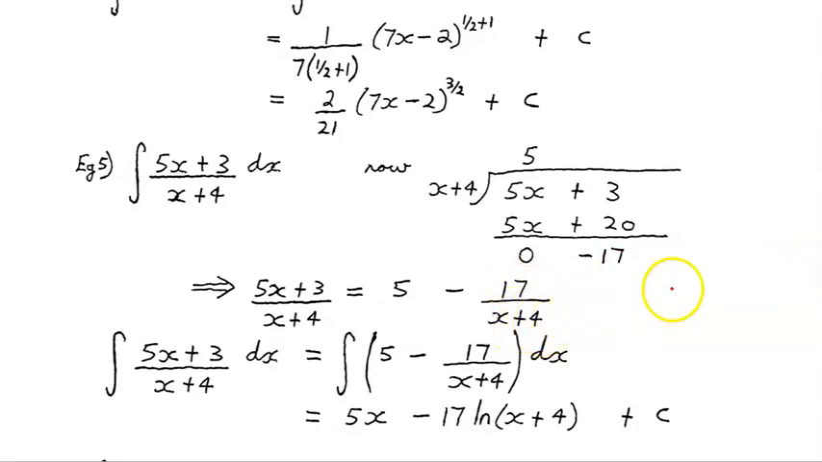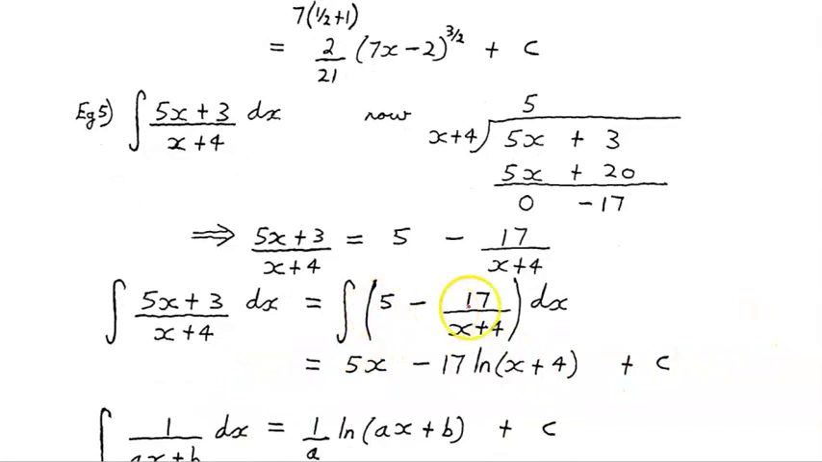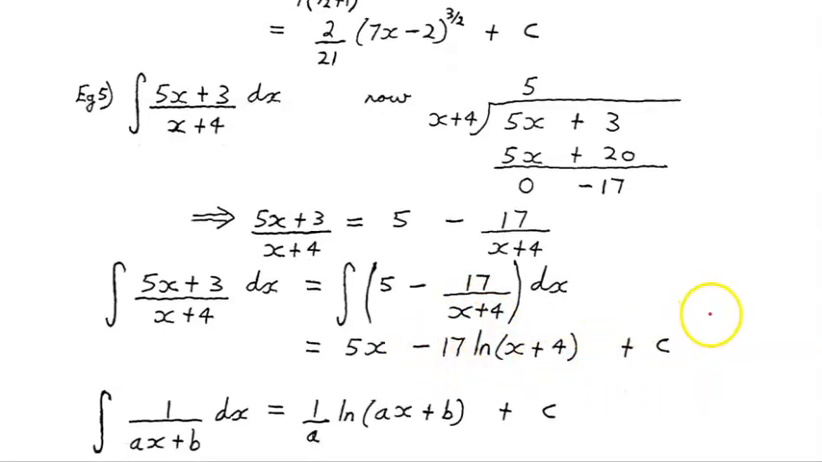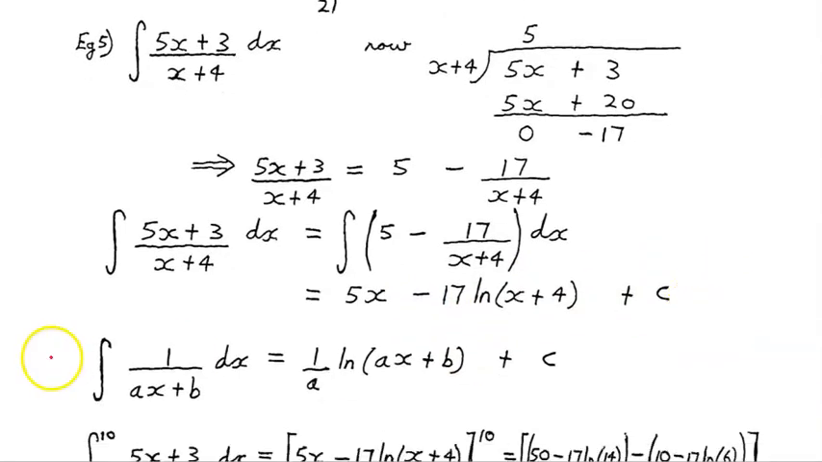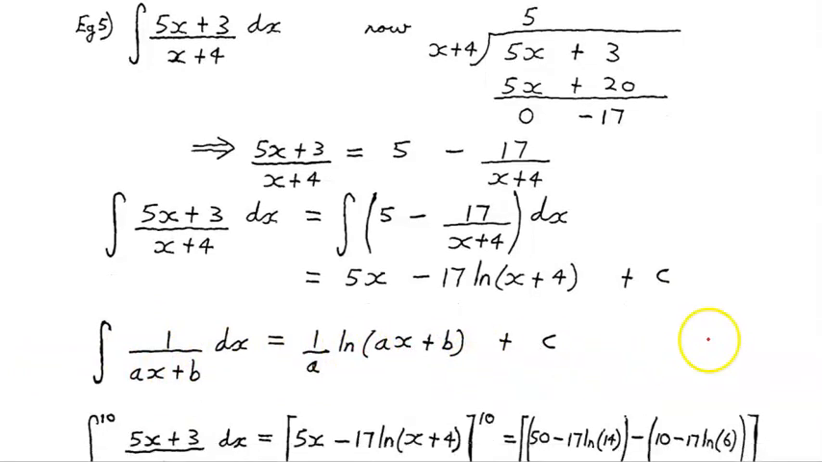Now the integral of (5x plus 3) on (x plus 4) dx is now the integral of 5 minus 17 on (x plus 4) dx. Well, the antiderivative of 5 is 5x. The antiderivative of 17 over (x plus 4) is 17 natural log of (x plus 4) plus a constant on the end there. There's a minus in the middle, don't forget. Okay. In general, the rule here is the integral of 1 on (ax plus b) dx is 1 on a natural log of (ax plus b) plus c.